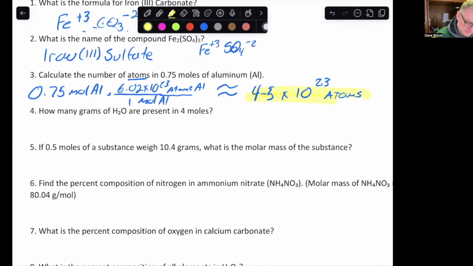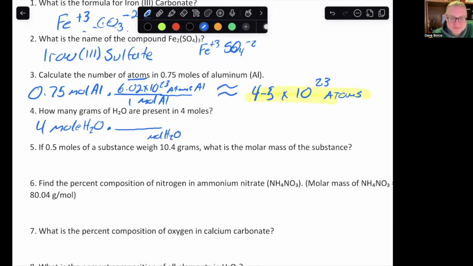Okay, well, let's go ahead and get started. I'm going to start with what I know, and that's 4 moles. First thing to do, as always, is bring my unit down, and I want to convert to grams. I can do that in one step.